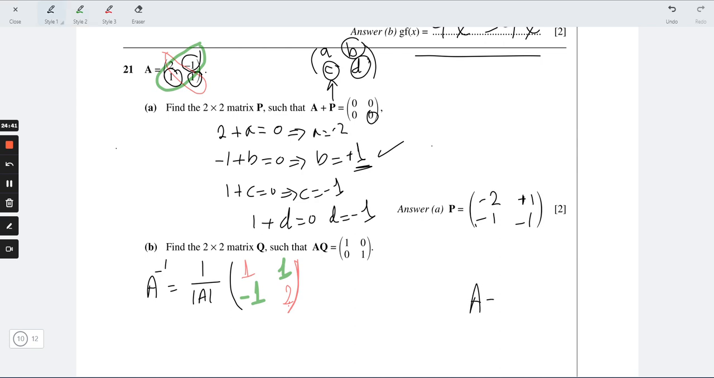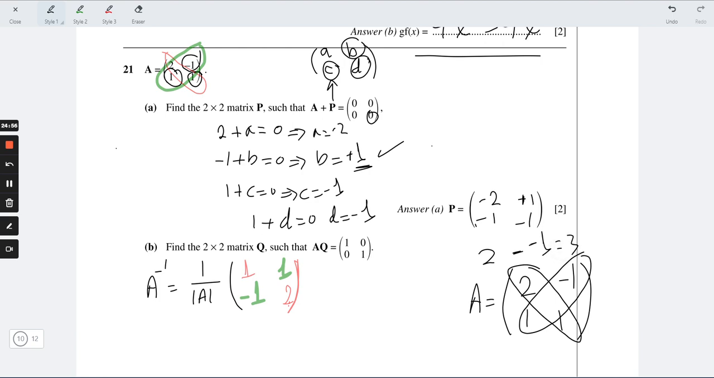Now the determinant of A, easy. A is equal to 2, minus 1, original A, 1, 1. So the determinant is 2 times 1, which is 2, minus 1 times 1, which is minus 1. So it equals 3. This is the determinant. So the determinant of A is equal to 3. You can write 1 over 3 times 1, minus 1, 1, 2, and this is A inverse.